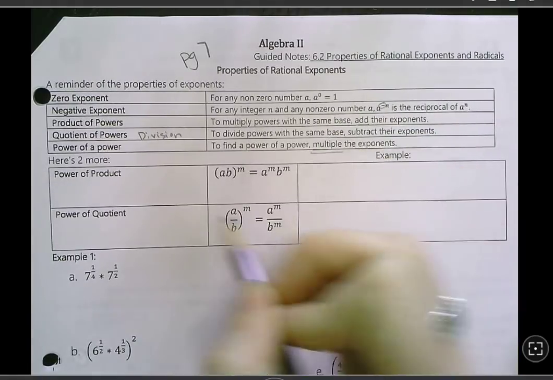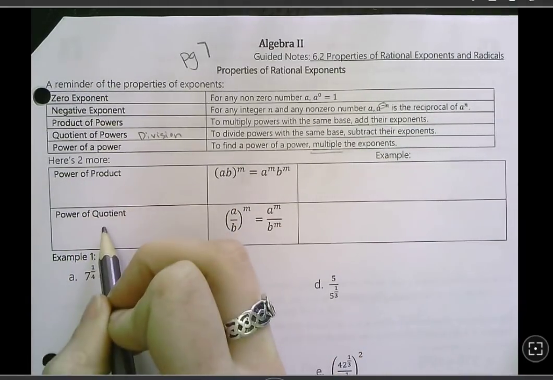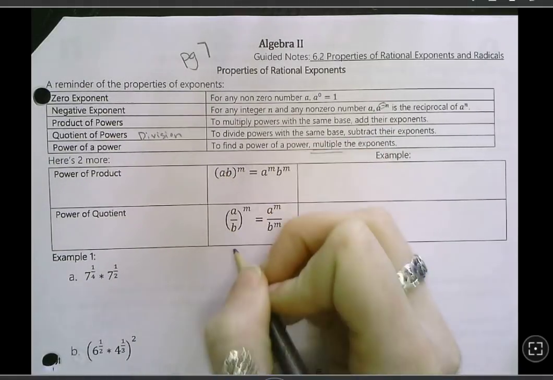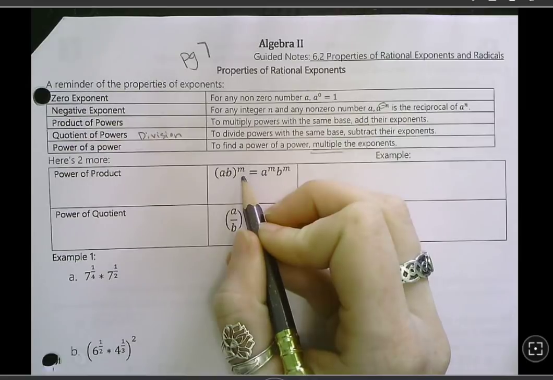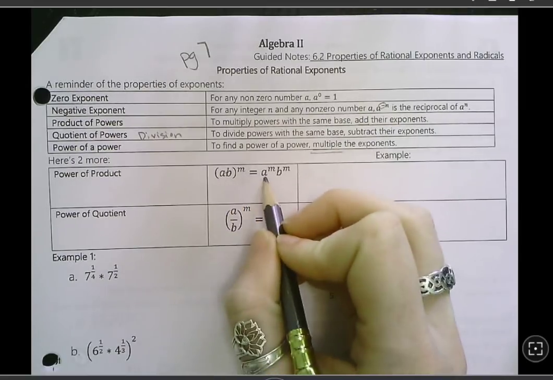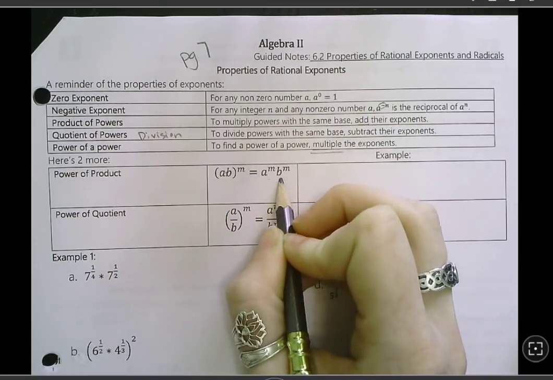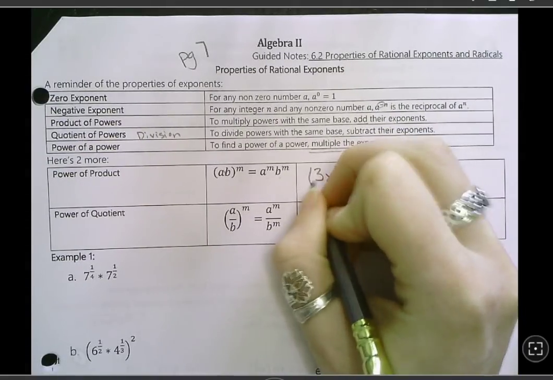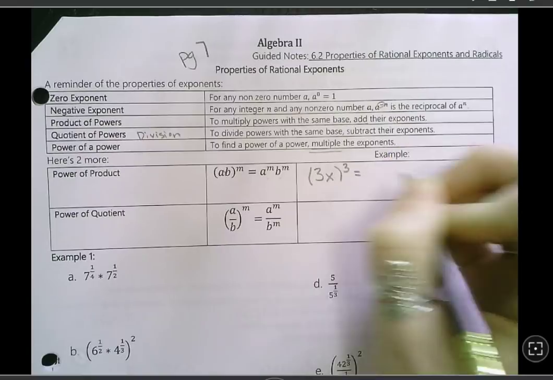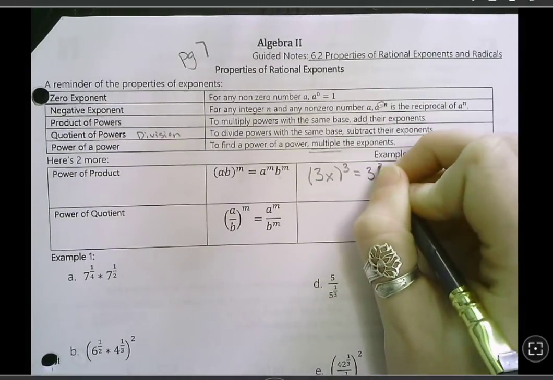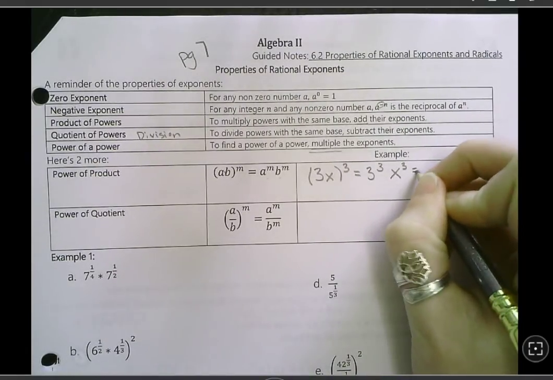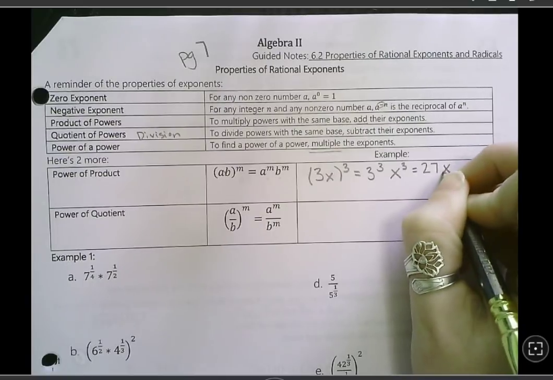Now, we're going to learn two more. Power of a product and power of a quotient. If I have two things multiplied, like we do here, and they are both to a power, well then I can write them separately to the same power. So an example of that would be if I have a 3x here and those are both cubed, well that's the same as a 3 cubed times an x cubed. One last thing we can do is, well, 3 cubed is 27, so this would be a 27x cubed.